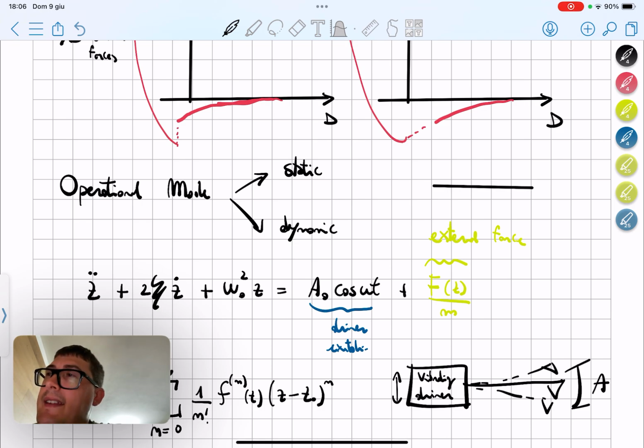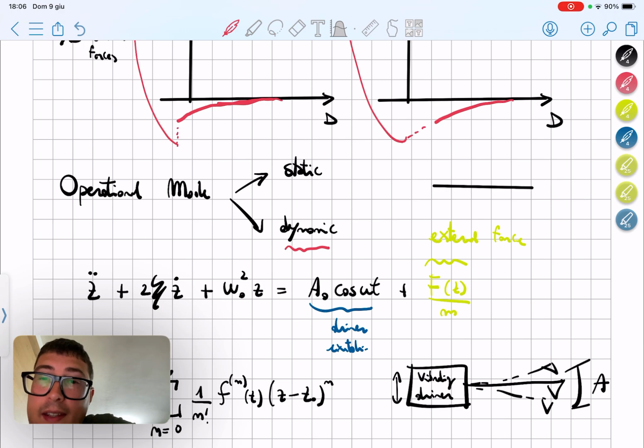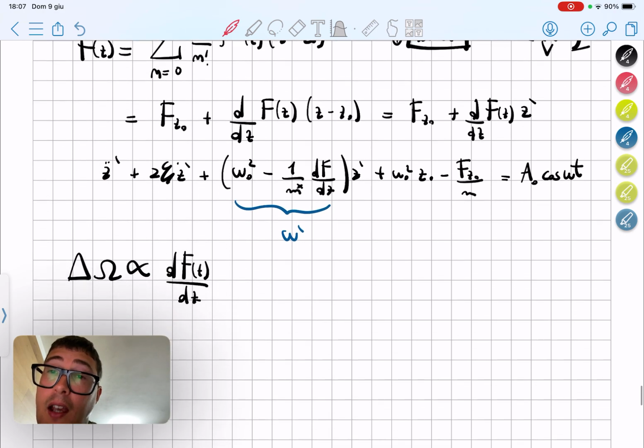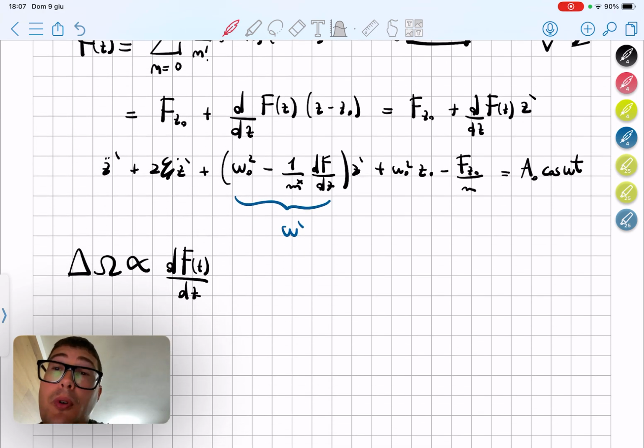We make it vibrate with a certain frequency by means of this driver excitation, and because of the vibration and the interaction forces, the effect of the interaction forces is to modify the dynamical response of the cantilever. In particular, it modifies the frequency. There is a shift of the frequency which is proportional to the gradient of the attraction.